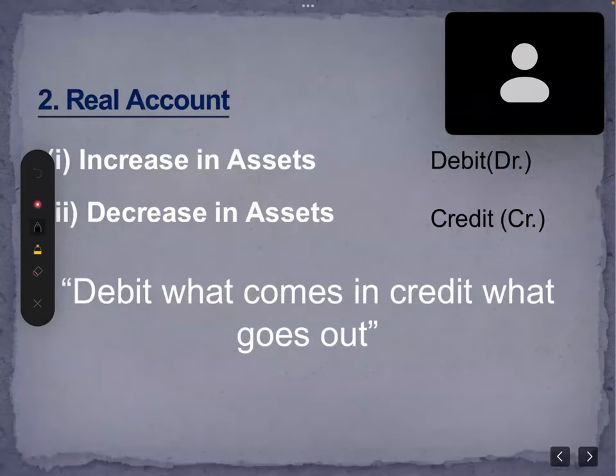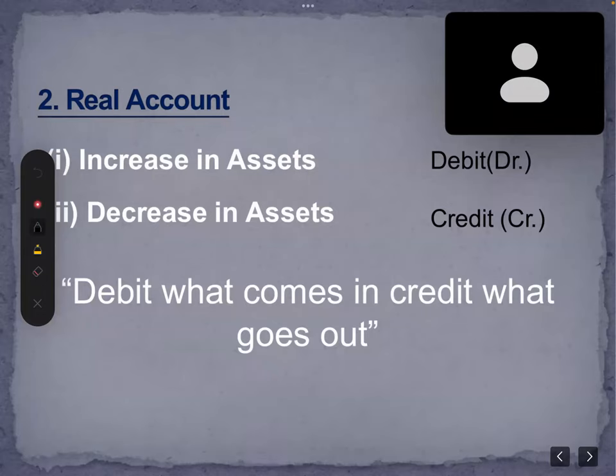Now, there is one more rule regarding the real account, that is, the asset account. The rule says debit what comes in, credit what goes out. That means if there is an increase in asset, that is debit what comes in. And if there is a decrease in asset, that will be called credit what goes out. If an asset is coming into the business, we should debit the asset account. But if there is a reduction in the value of the asset, if we are selling an asset, that means the asset is going out, so by the amount by which the asset is reducing, it should be credited. So an increase in asset should be debited, a decrease in asset should be credited. I think this rule is exactly similar to the modern accounting approach, that is what we have learned under the modern accounting approach as well, that whenever an asset increases, we should debit it, and whenever an asset decreases, we should credit it.